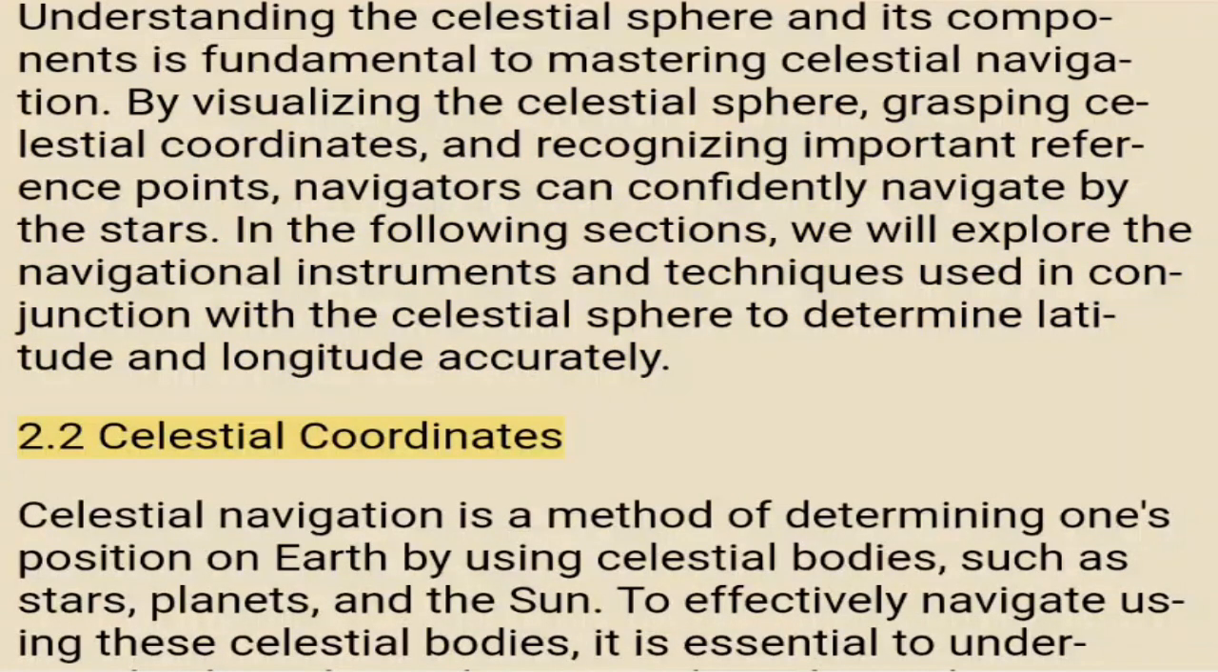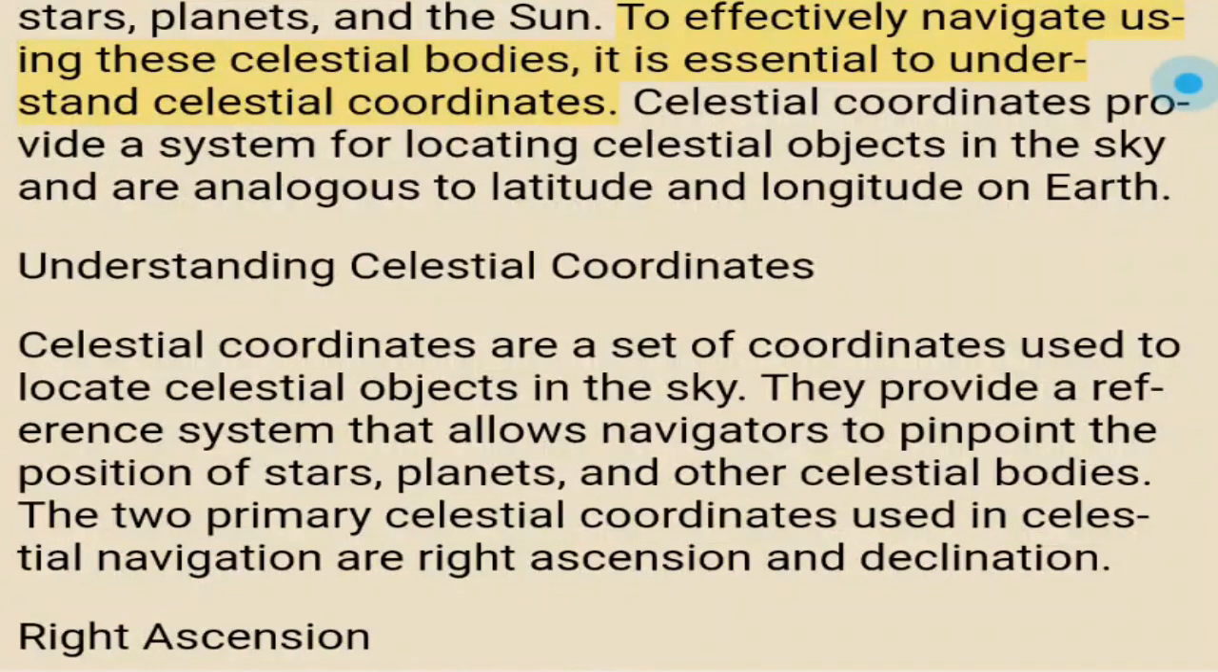2.2 Celestial coordinates. Celestial navigation is a method of determining one's position on Earth by using celestial bodies, such as stars, planets, and the Sun. To effectively navigate using these celestial bodies, it is essential to understand celestial coordinates. Celestial coordinates provide a system for locating celestial objects in the sky and are analogous to latitude and longitude on Earth.